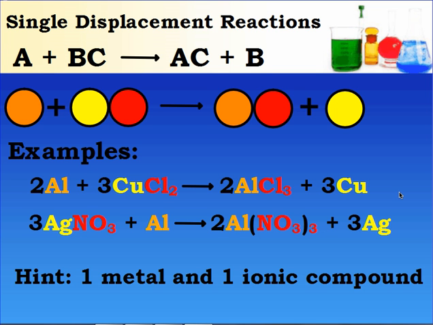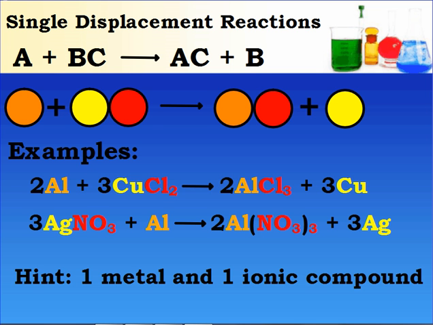The way to easily identify a single displacement reaction is that on both sides of your equation, you have one metal and one ionic compound. We will use a chart called an activity series. We will do that in class, which will show us whether a metal can take the place of another metal or not. It's really just a popularity contest.